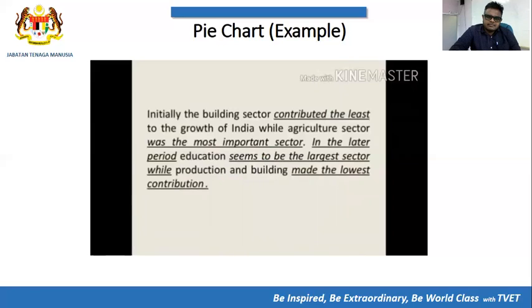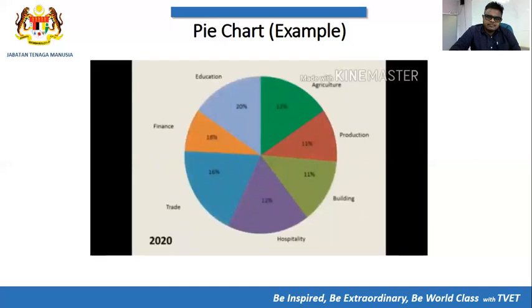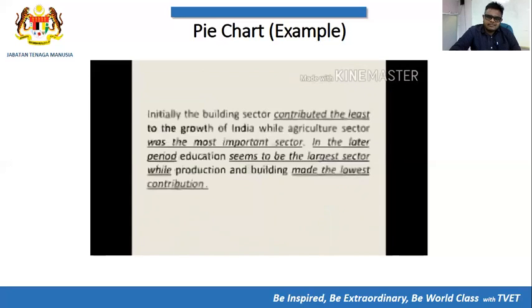So in this way, you need to concentrate on what is the most increased sector and what is the least increased sector. So dear students, here we have been showing how the paragraph is to be written. You need to show the differences, and write the differences in the given sectors. How the sectors have increased: in the year 2010, which sectors increased, and in the year 2020, which sectors increased. In this way, you need to write the difference between the sectors.